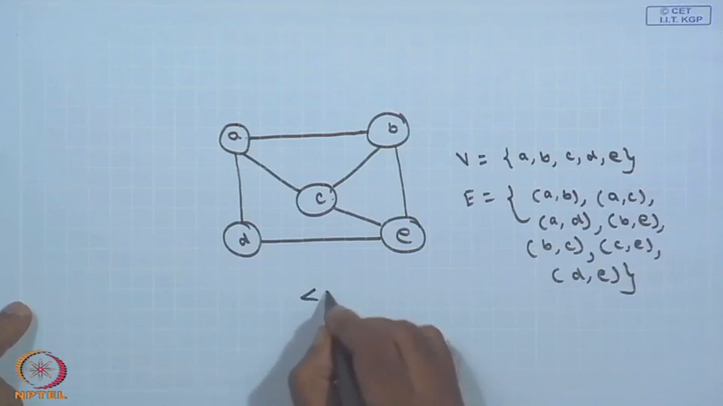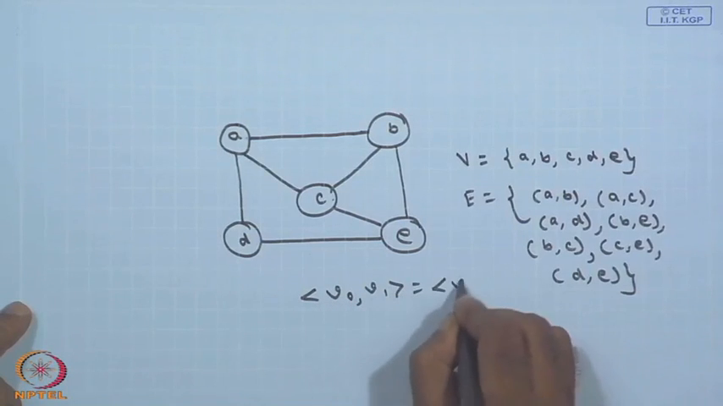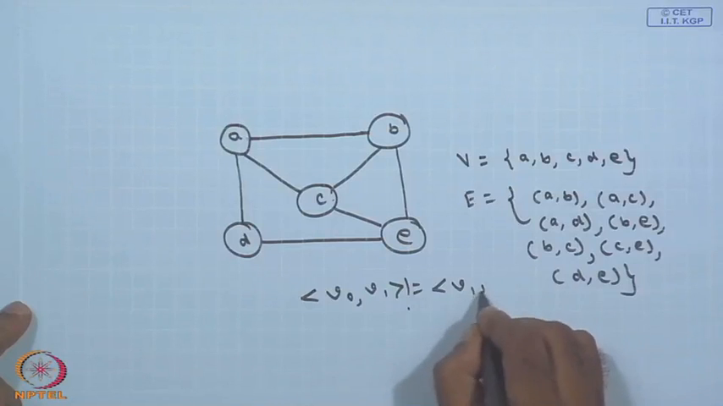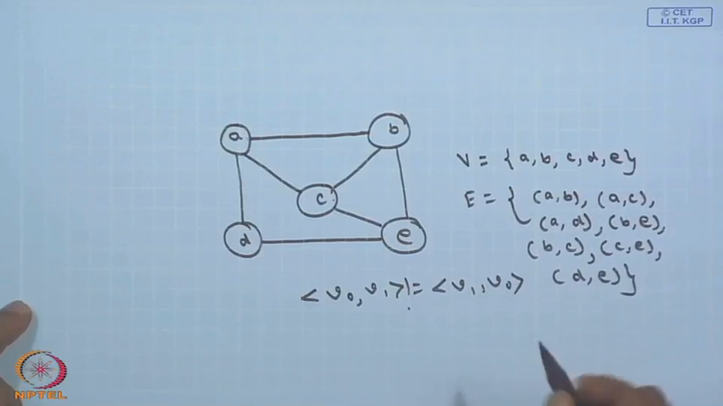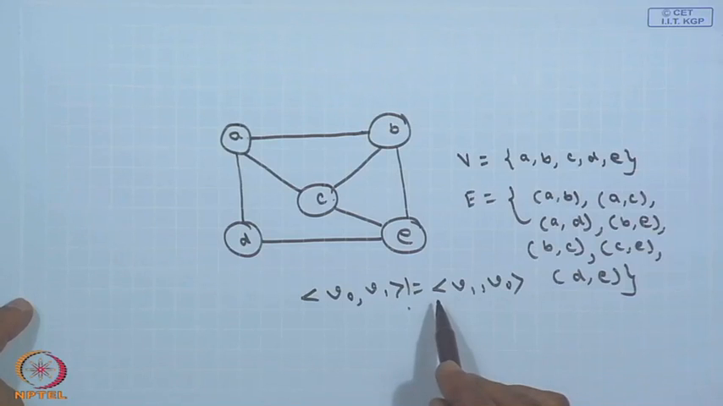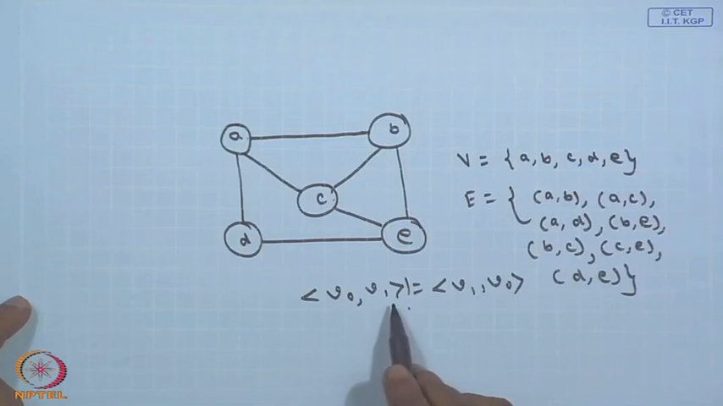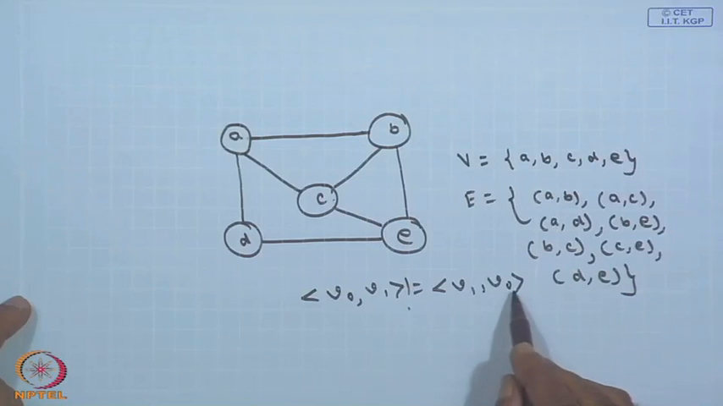Whereas the just opposite one is the directed graph. In a directed graph, the edge (V0, V1) is not equal to (V1, V0). That is, there will be only one edge, either from V0 to V1 or from V1 to V0.